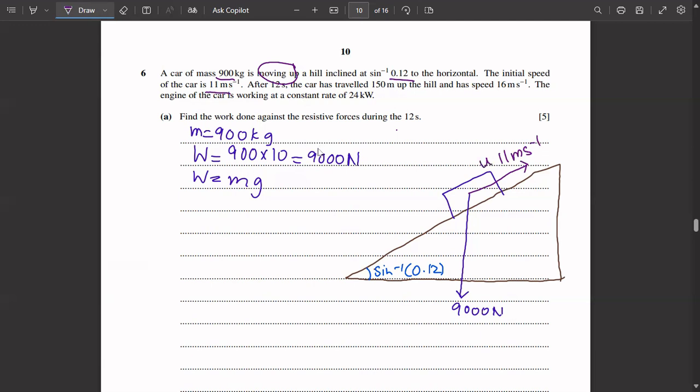And what will be the speed? The initial velocity u. After 12 seconds, the car has traveled 150 meter up the hill. So that means when time is 12 seconds, the displacement covered is 150 meter and the new velocity is 16 meter per second. These are three major points that we got here. I'll have to write it neatly, one by one. So when time is 12 seconds, the displacement is 150 meter and the new speed will be 16 meter per second.